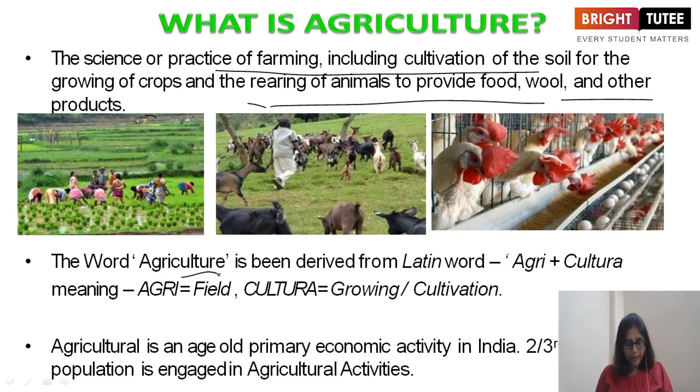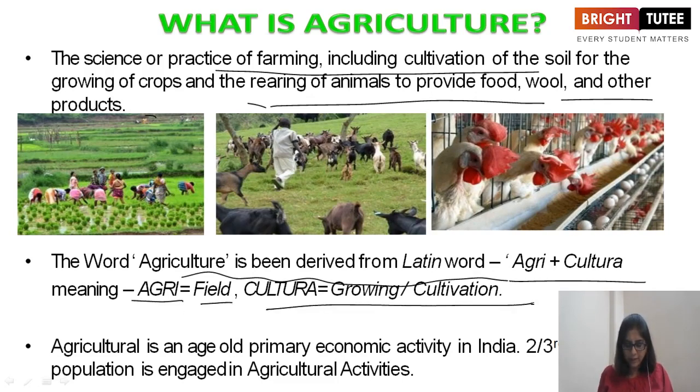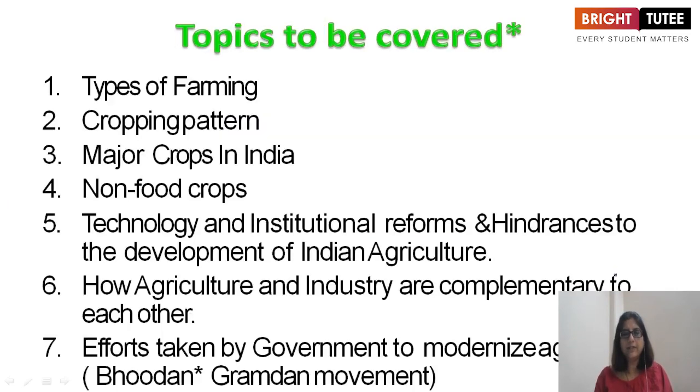And you know, the word agriculture is derived from the Latin words agri plus cultura, where agri means fields and cultura means growing or cultivation. So, growing of plants is called agriculture. But cultivation includes growing of crops, animal rearing, and providing food, wool, and other products as well. Agriculture is an old primary economic activity in India. Two-thirds of India's population is engaged in agricultural activities.